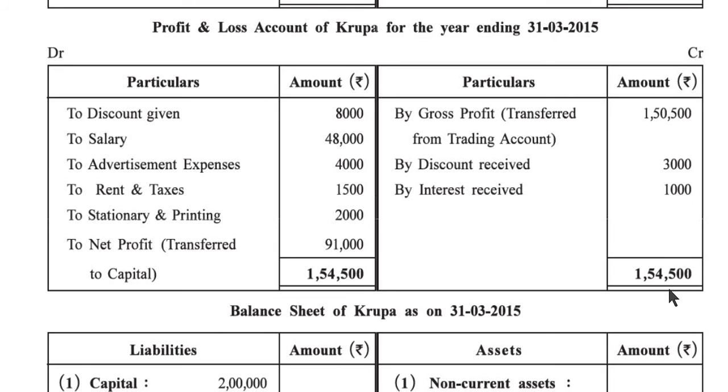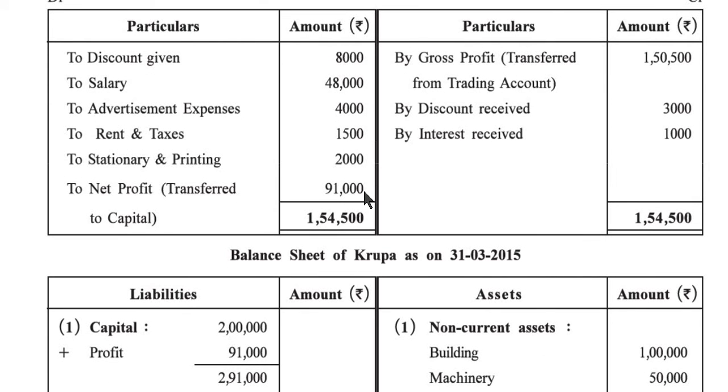These all are expenses. These all are income. Now on the income side, credit side, we see 1,54,500 is there, and from this we minus all the expenses, then we get the difference amount 91,000, and this 91,000 is the net profit, and this net profit we have to transfer to capital. Transfer to capital means we have to add it in capital, and capital, we know, in a balance sheet on the left side we have to write as liability.